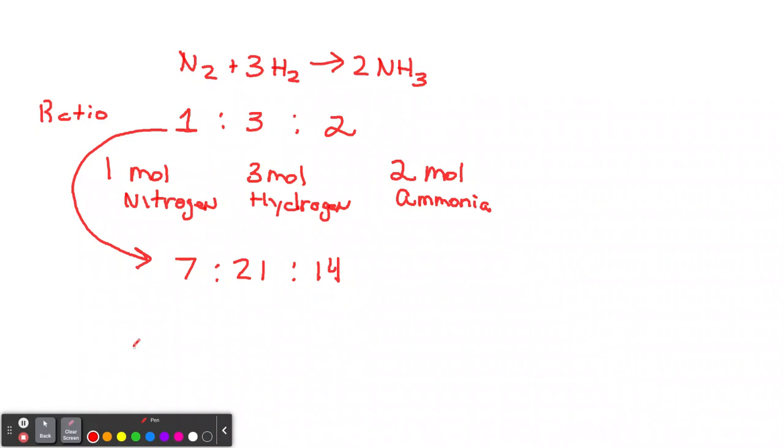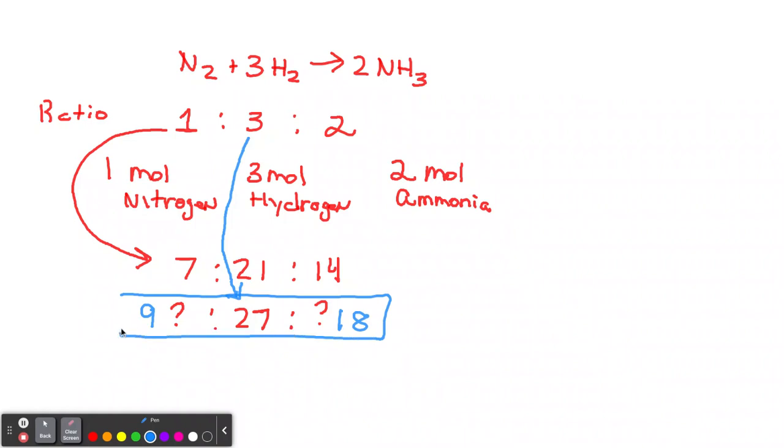Now, what if we needed 27 mole hydrogen? What would these be? Try that, and pause if you need to. I'll give you a couple of seconds. I'll switch to blue. So, look, we had 3, and then we ended up with 27. What number did we use? We used 9. 9 times 3 is 27. So 9 times 2 would be 18, and 9 times 1 is 9. That'll be our ratios. These are the substances we need.